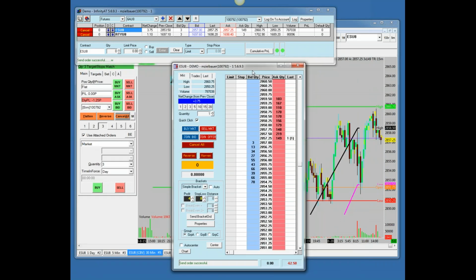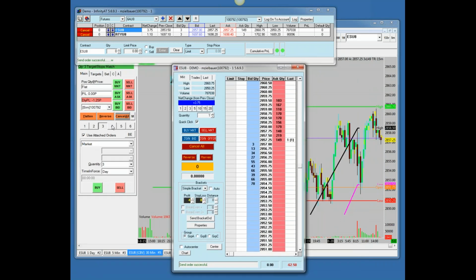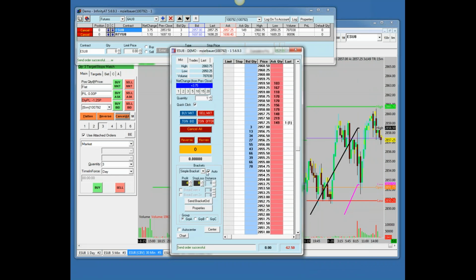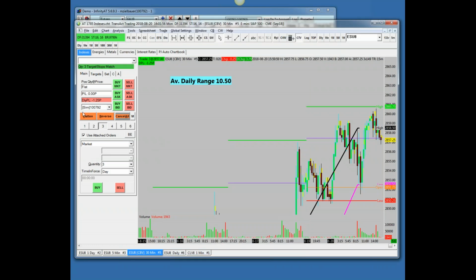Another thing to note, if I have this bracket set up, I want to make sure that I don't have auto checked on my DOM. If I have auto checked and use attached orders, it's going to double up around my bracketing. So if you're trading directly off the charts, make sure that this is definitely unchecked. Okay.